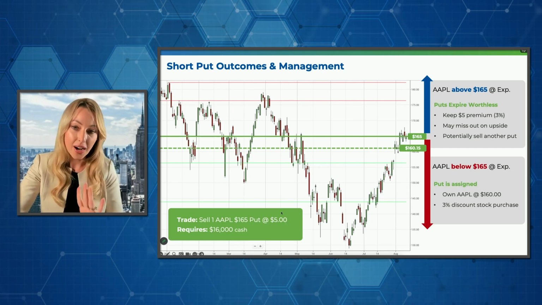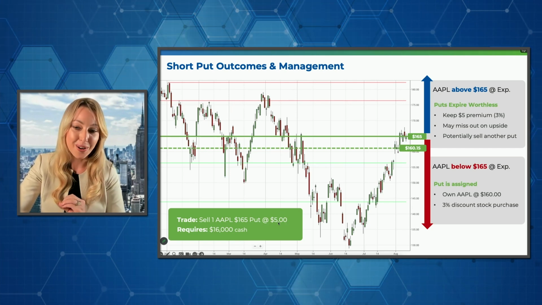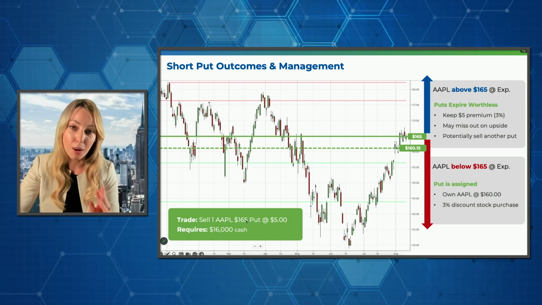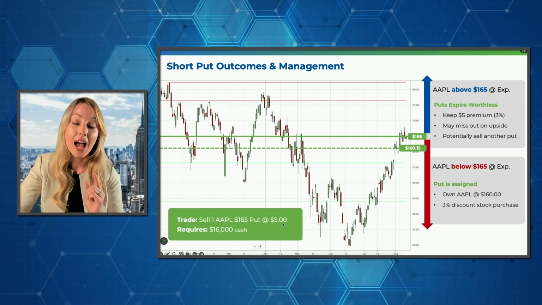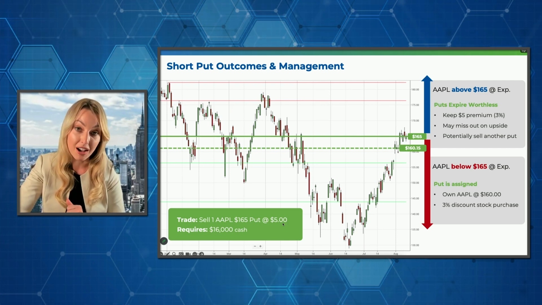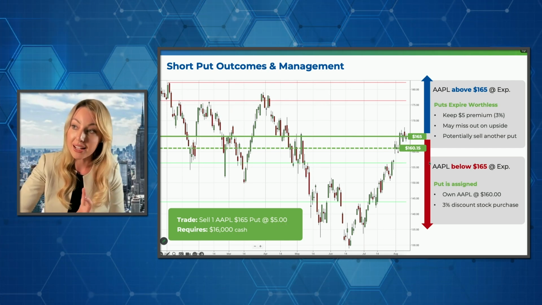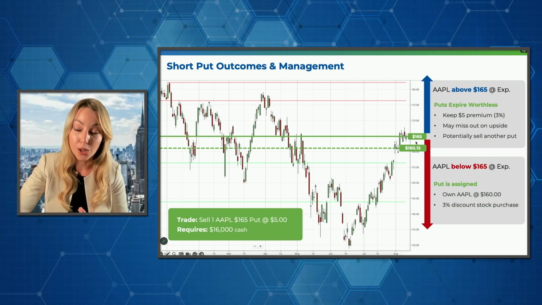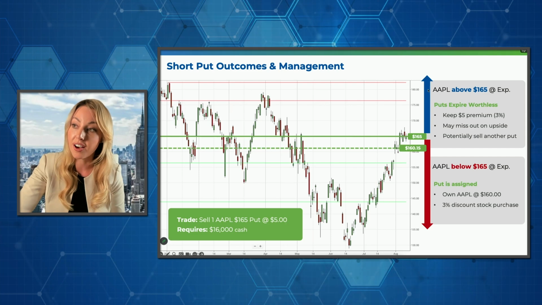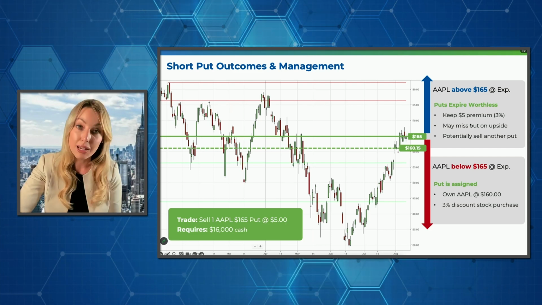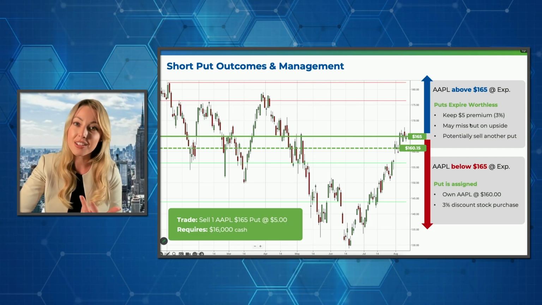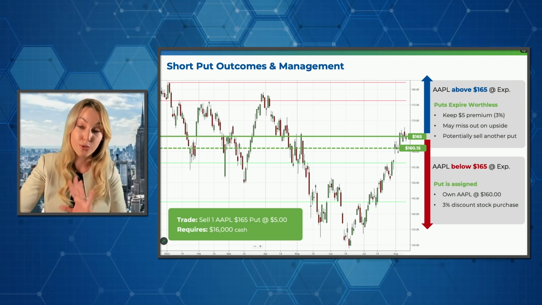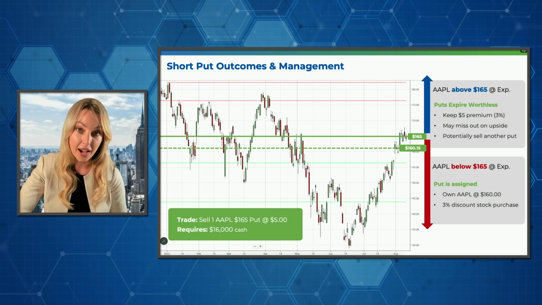So just for easy math, that changes the premium to $5. We have the obligation to buy at 165, and we have received a premium of $5 per share. So what that means is, if Apple, the underlying security, closes above that strike price of 165, it expires worthless. We keep the $5 premium. That represents about a 3% yield based on that 30 or 45-day period when we sold that contract.